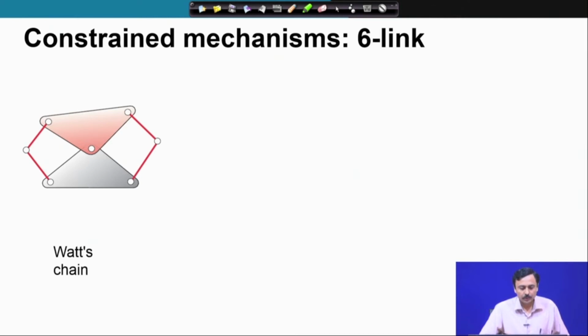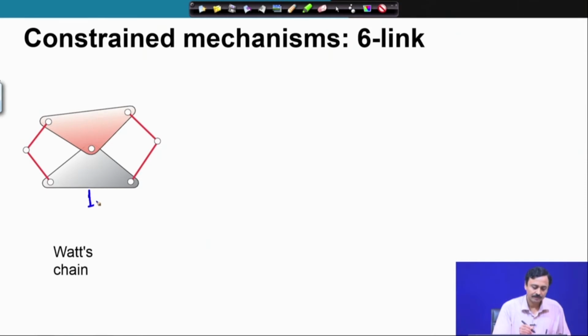Let us go over to 6 links. We have been talking about the 4 link kinematic chain. Now, we go to the 6 link kinematic chain. This is called the Watts chain. So, it has got 2 ternary links, as you can see.